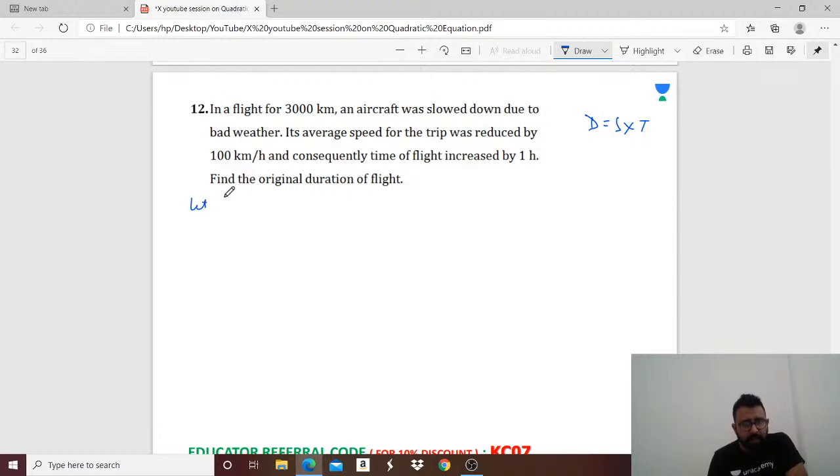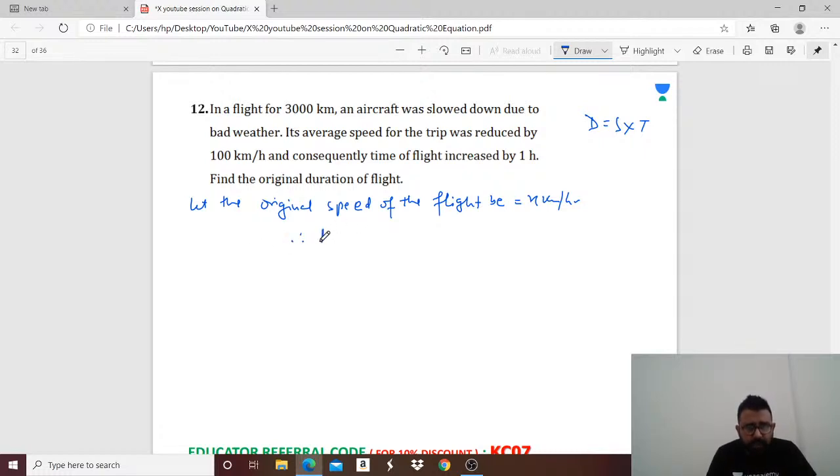Okay, so let the original speed of the flight be x kilometer per hour. Okay, and due to bad weather, an aircraft was slowed down due to bad weather, its average speed of the trip was reduced by this. Okay, so therefore the reduced speed is what? Reduced speed is x minus 100 km per hour.